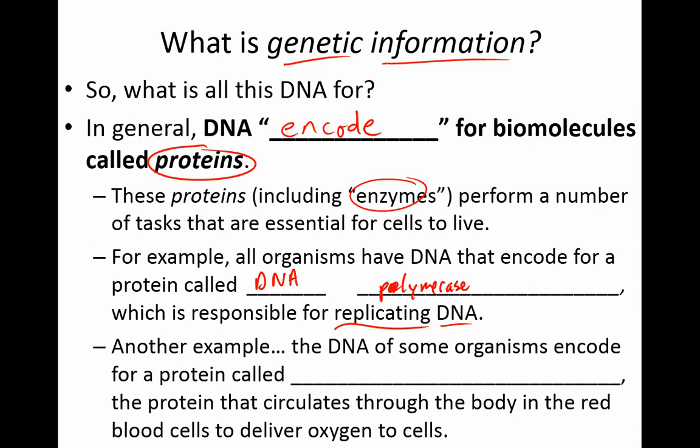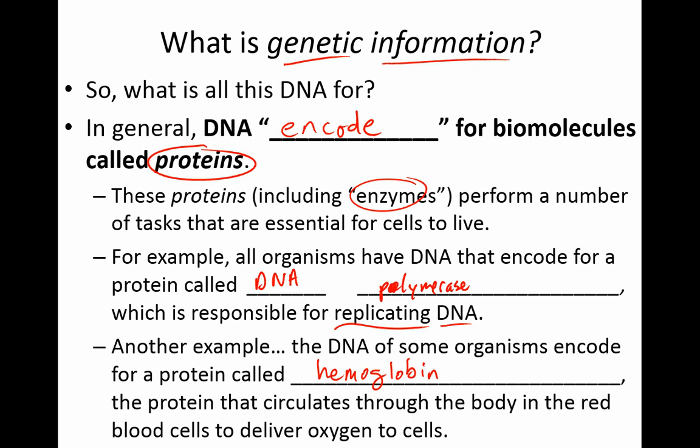Another example of a protein that some organisms encode in their genes is called hemoglobin. Hemoglobin is a protein found in your red blood cells, and it actually holds on to the oxygen that it gets from your lung cells, and it takes those oxygen molecules to all the cells in your body so that they can burn your food to make ATP.